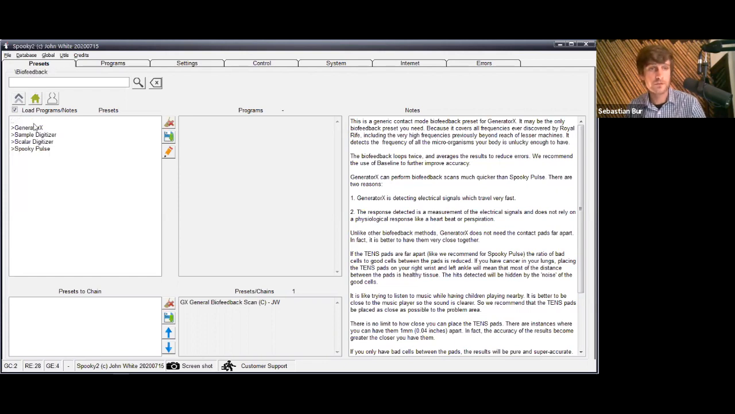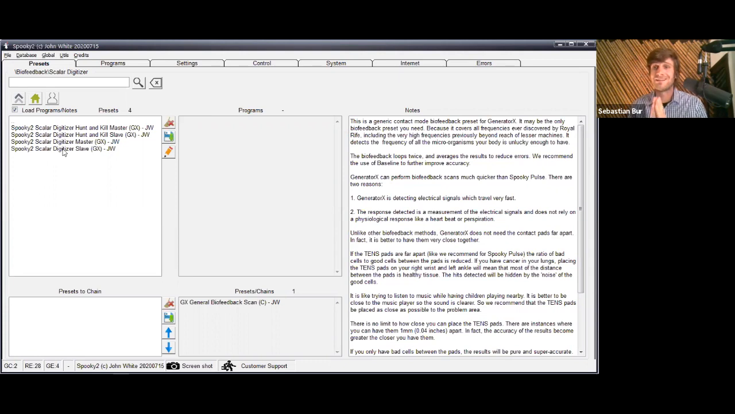So we click on biofeedback, and then here we're going to look which type of biofeedback we want to do. Now we want to do scalar digitizer. So we click on scalar digitizer. And then here you see we got 4 different presets. We will need 2. And for now, we're just going to do a normal biofeedback scan. So we need these 2. As you can see, we have a master and we have a slave. Fortunately, they don't have any colors here.